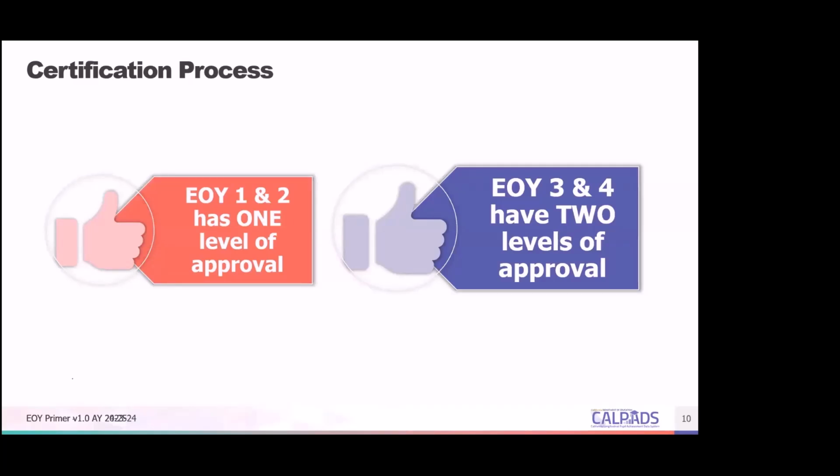So those are the two different levels of approval. And again, this explains why there is no amendment window for end of year 1 and 2, but we have the amendment window for end of year 3 and 4. And that does conclude our discussion of all 4 of the end of year data collections, kind of a general 10,000 foot view of all 4 of them.